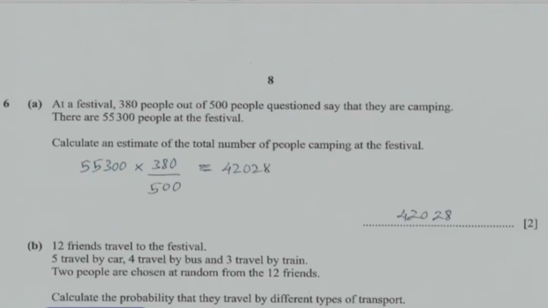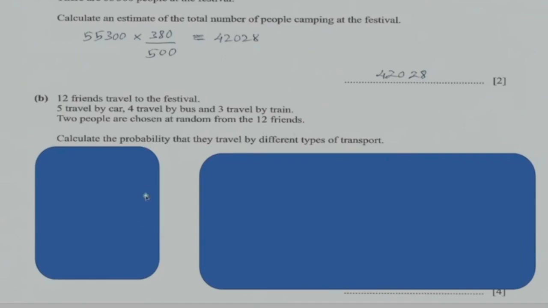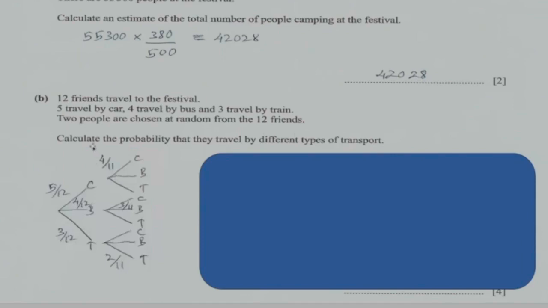12 friends travel to the festival. 5 travel by car, 4 travel by bus, and 3 travel by train. 2 people are chosen at random from the 12 friends. Calculate the probability that they travel by different types of transport. We can draw this tree diagram like this. So this is the first child and the second child: car, bus, and train. Given 5 travel by car, the total is 12. So 5 over 12, 4 over 12, 3 over 12.